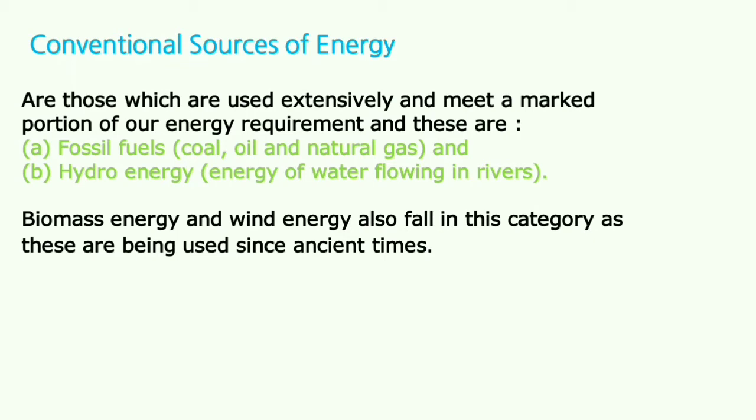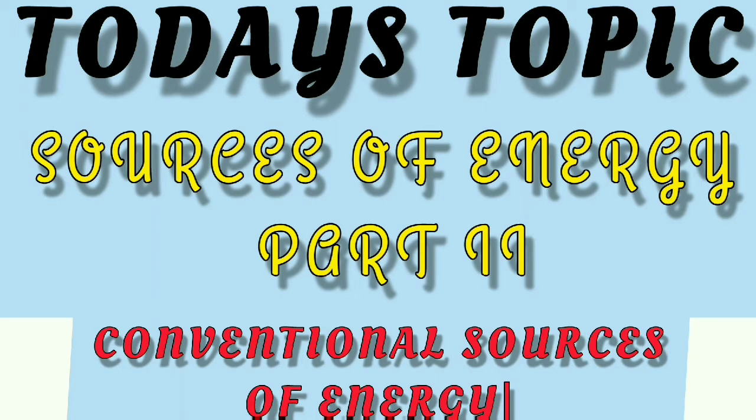Conventional sources of energy are those which are used extensively and meet a marked portion of our energy requirement. These include fossil fuels, hydro energy, biomass energy, and wind energy. So, today's discussion will be focused mainly on conventional sources of energy.